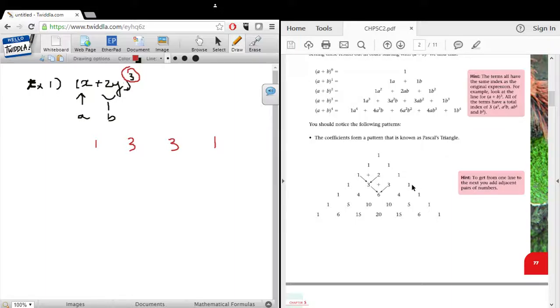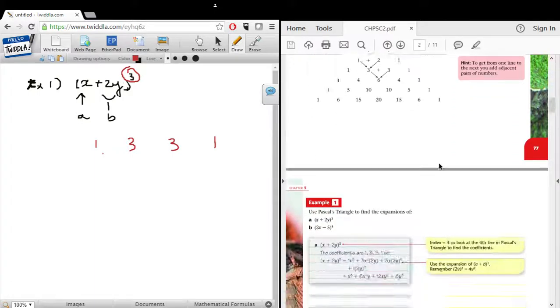And the reason why we choose the fourth line is because, remember, we start off with to the power of 0. So you can see that to the power of 3 is the fourth line. I have 1, 3, 3, 1, which corresponds to this here.